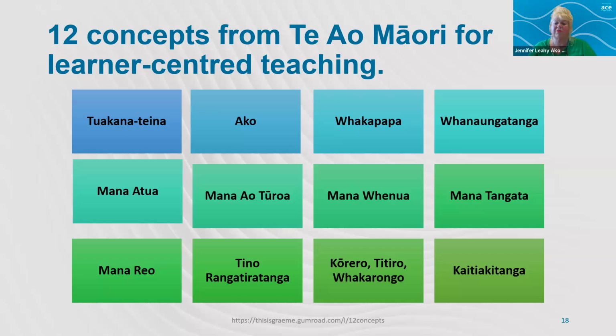So we've talked about the top line. The second line, mana atua, gives us a focus on spiritual, or invites us to think about a spiritual well-being component for learner-centered teaching. The second one, mana ao turoa, is around encouraging learning from the environment. So that's our natural world, getting a sense of that with our learner-centered teaching.